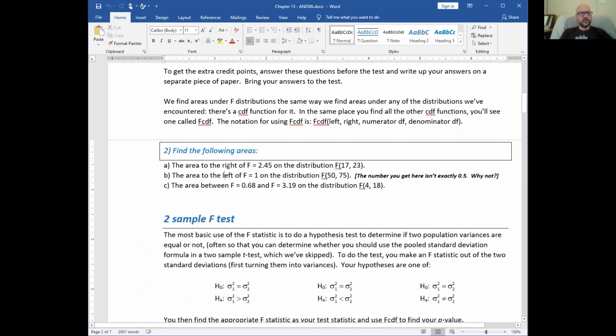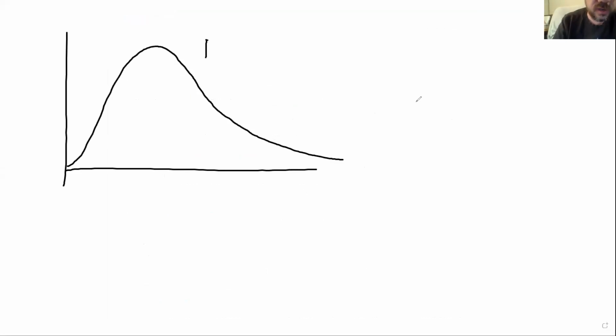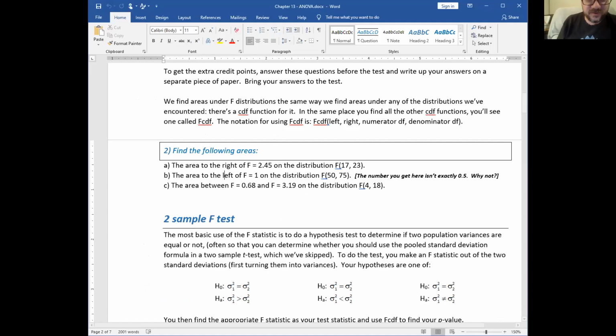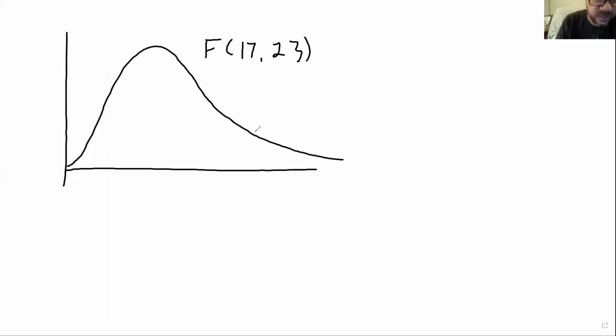Yeah, so we want to find the following areas. The area to the right of F equals 2.45 on that distribution, F 17, 23. So we're just going to graph it like always. It's going to look pretty much like you think it's going to look. This is F 17, 23. We want to go 2.45. I totally forgot my own number. 2.45. That is in fact what I said. Okay, good. So remember, 1 is like here. So 2.45 is over here. And the area to the right of that is this area right here.